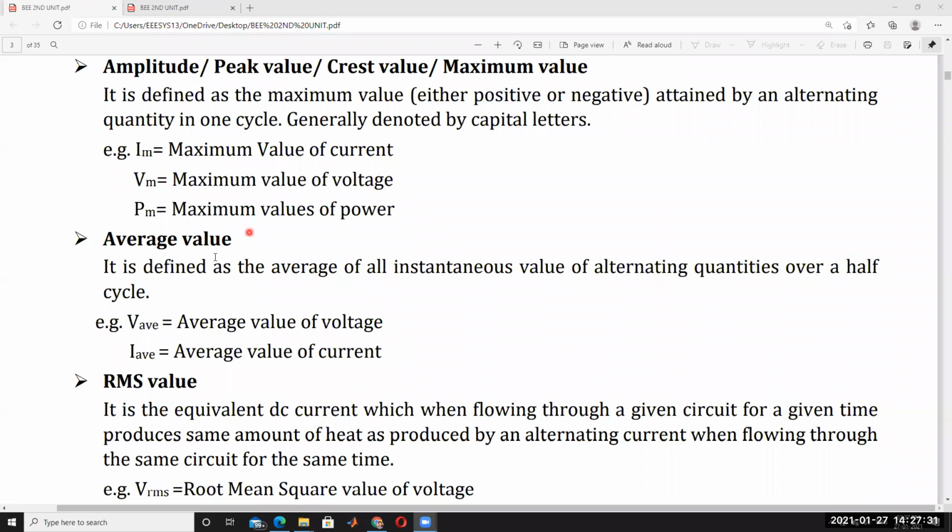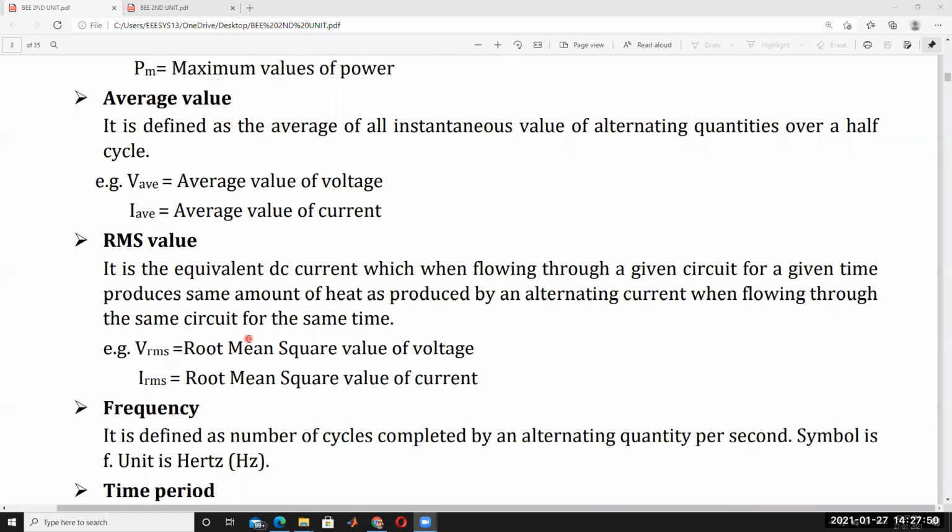It is defined as the average value of all instantaneous values of an alternating quantity over a half cycle, called average value. So V average is equal to average value of voltage. We indicate it like this: VAV is equal to average value of voltage, and IAV is called average value of current. This is very, very important. Average value. Then RMS value.